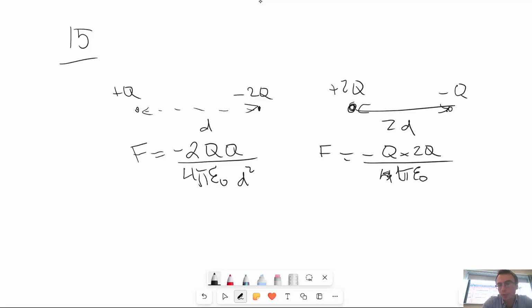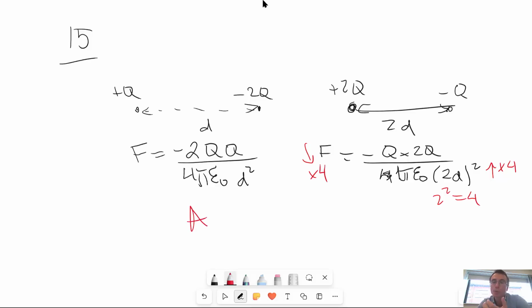Now the distance, because it's squared, will give me an increase of a factor of 4, because 2 squared is just equal to 4. If the distance increases by that factor, the force will decrease by that factor. And this is precisely why the correct answer is A. The force is attractive because we have a positive charge and a negative charge, so they will attract one another, but then it will decrease by that factor.